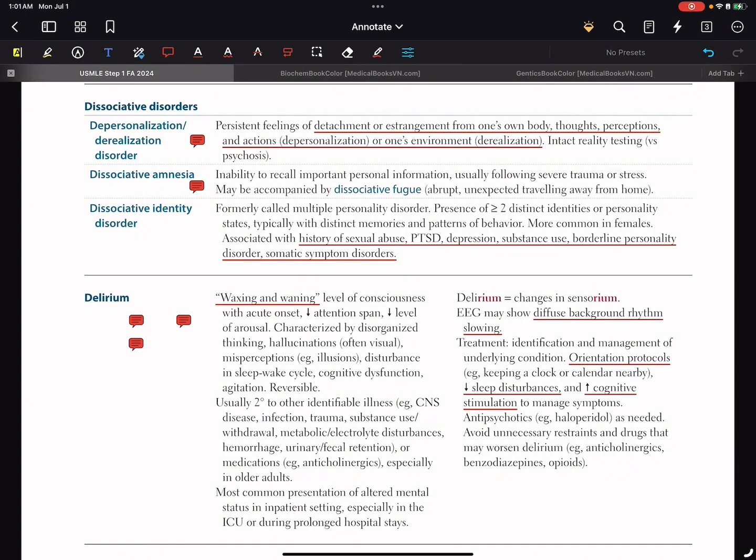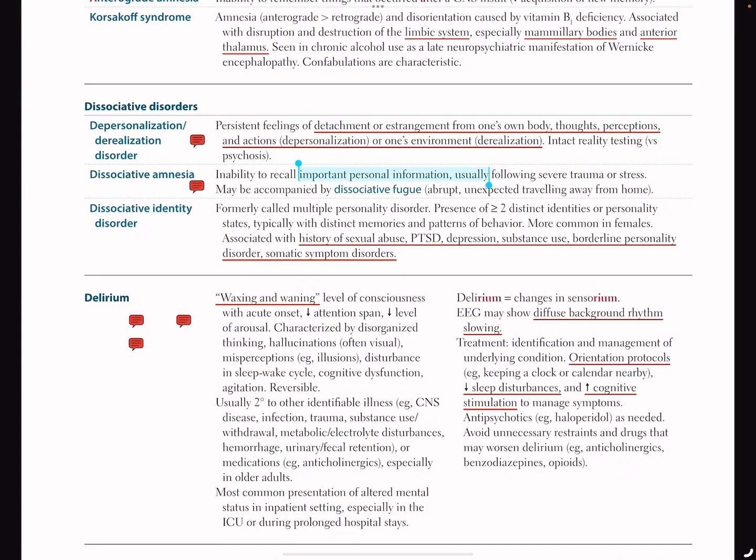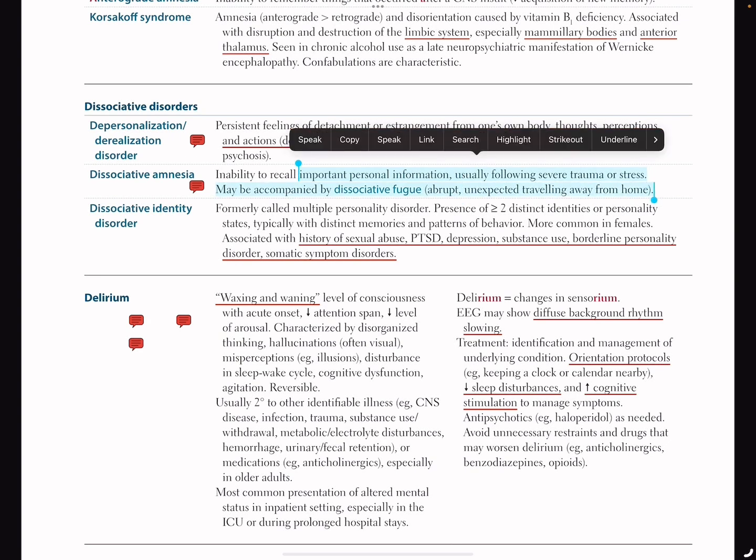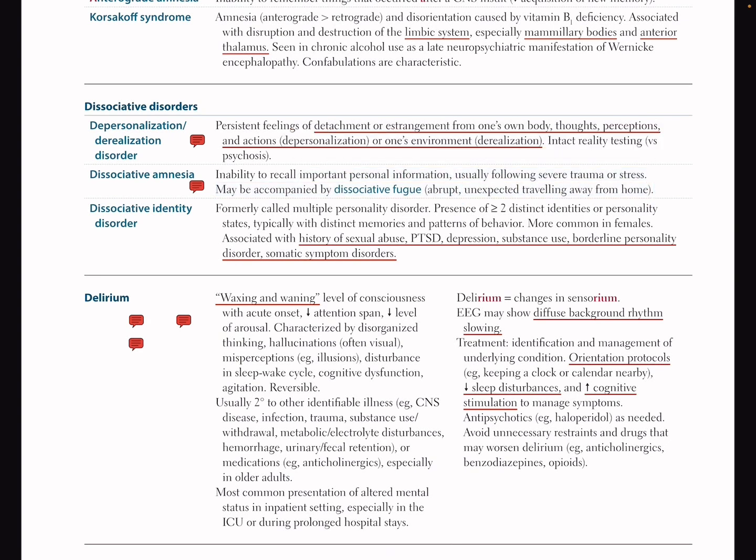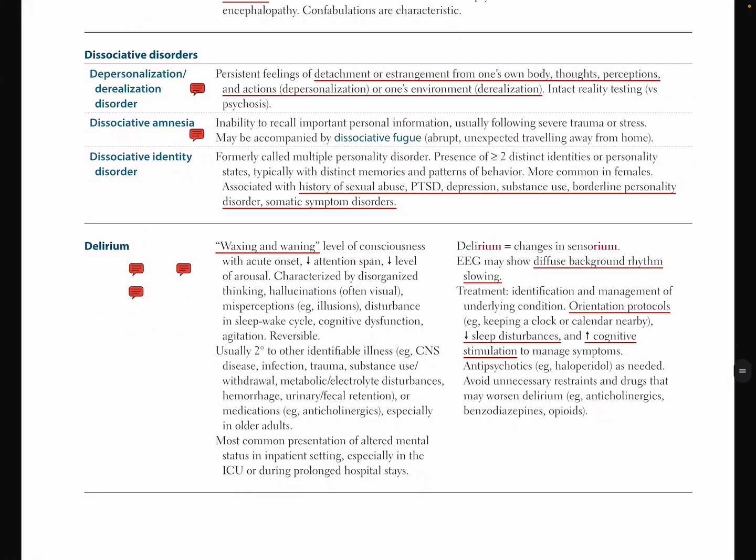Dissociative amnesia: inability to recall important personal information, usually following severe trauma or stress. It may be accompanied by dissociative fugue, okay, abrupt, unexpected traveling away from home. For example, they'll tell you that a patient was saving her sister from drowning, her sister drowned, and then she can't remember anything about the incident and gets anxious whenever she's asked. This is dissociative amnesia.